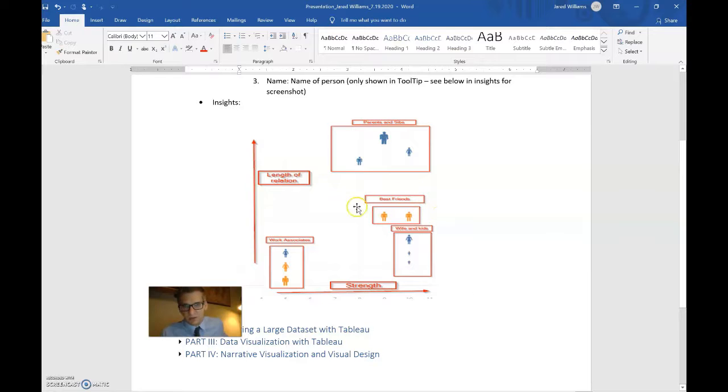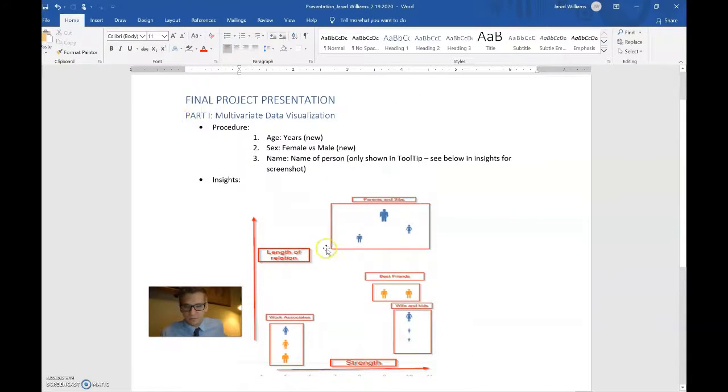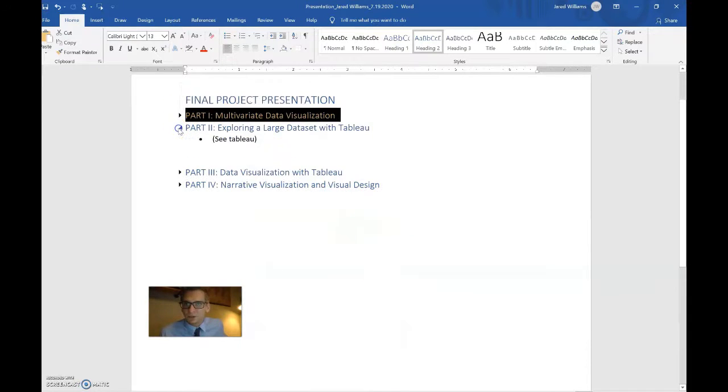My 2 best friends, they're kind of right there together. My wife and kids are right here. And then I have my work associates right there. So it was interesting that there were actually visible patterns of relationships that I did not outline inside my data set specifically.